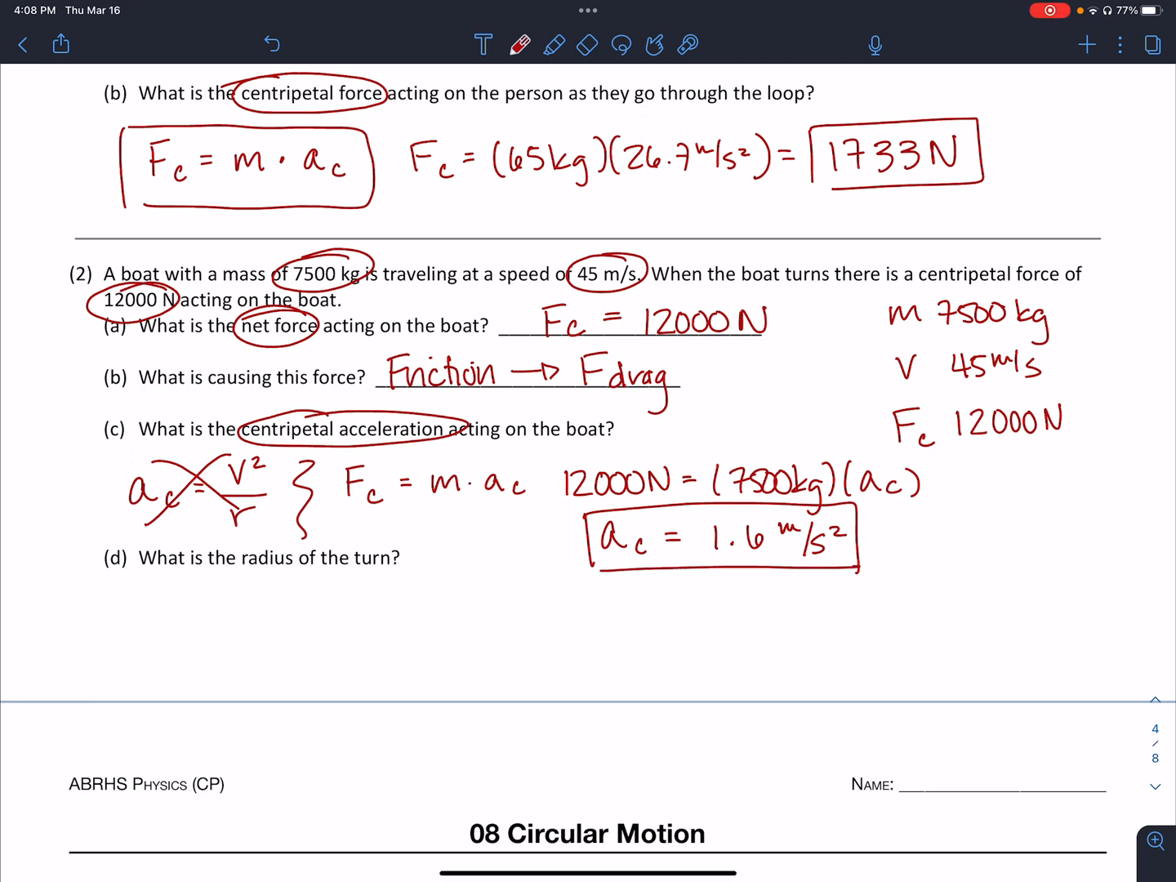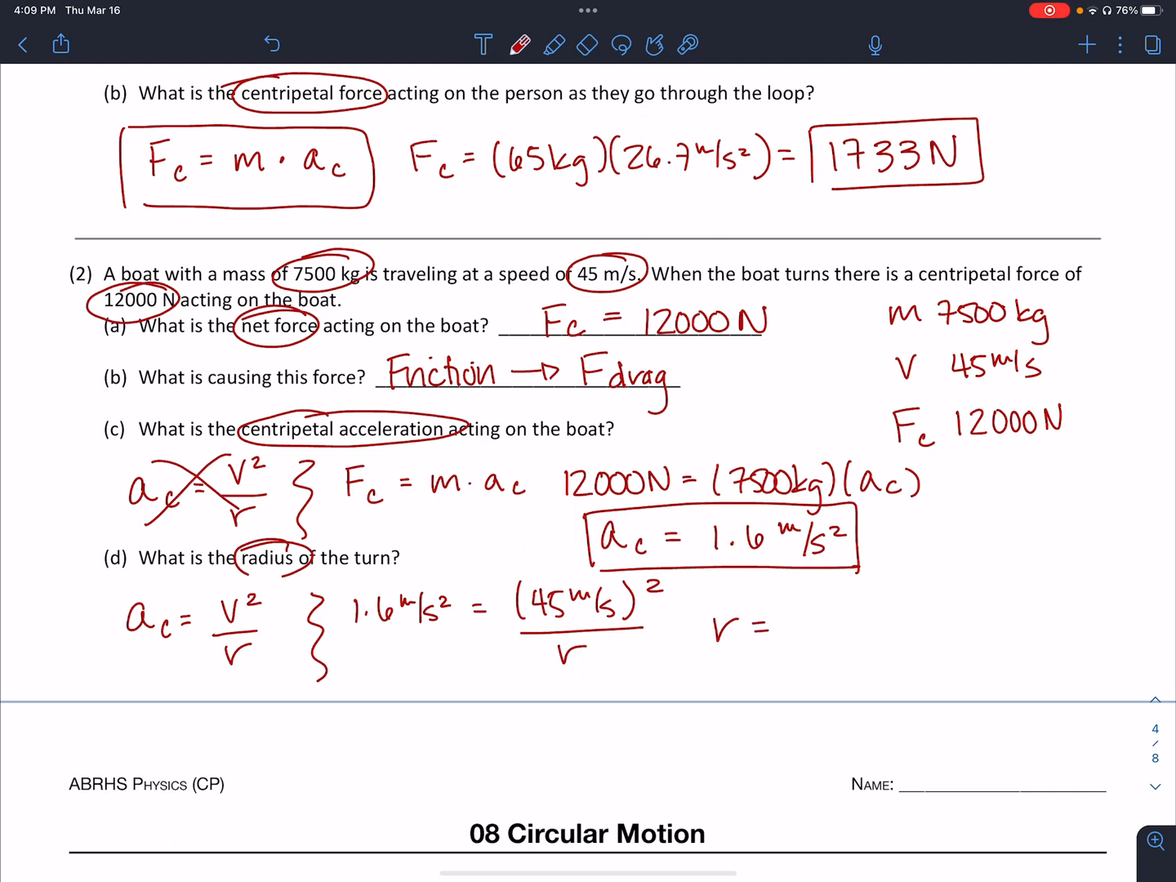And then last, what is the radius of that turn? Again, I know that acceleration can be v squared over r, and this time I know the acceleration and I know the velocity, so I'm going to be able to use this formula, but solve it for r. I plug in 1.6 meters per second squared is equal to 45 meters per second, squared, divided by our radius value. I swap the radius and the acceleration values, and I find that the radius of this particular turn is 1,266 meters. Wow, that's a really big circle, but that's okay.